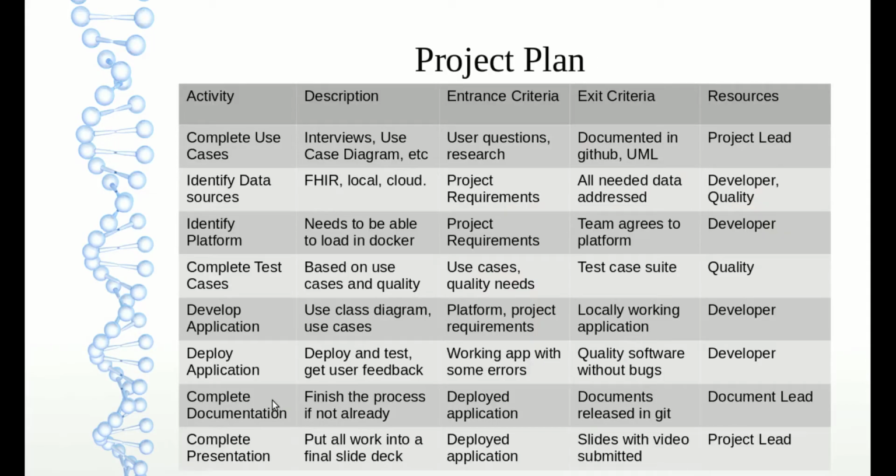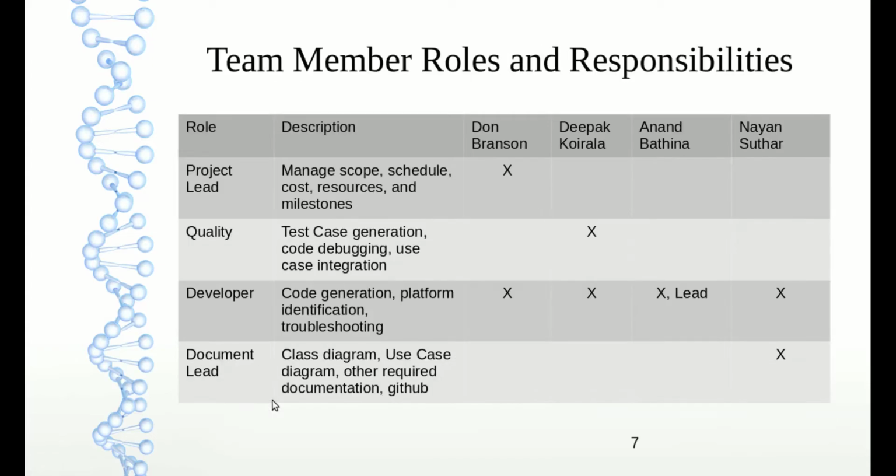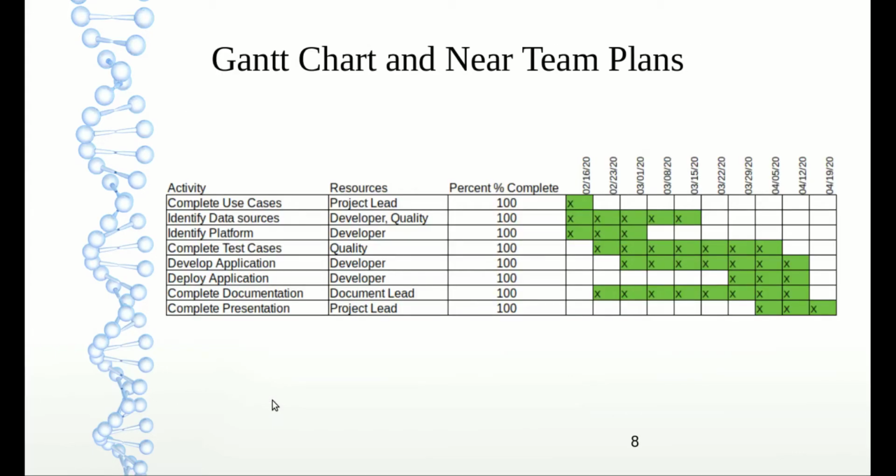Here's our project plan. You can see all of the different activities that we created throughout our project lifecycle. And then the next slide shows how we divvied those up between each team member and each role that we had. So we followed this pretty rigorously. And that led us to our Gantt chart and our near-term plans. And at this point, our Gantt chart is complete.